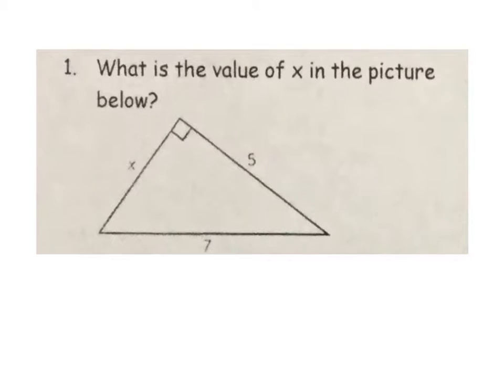Okay, this is homework number 7. So, kind of a review of everything that we've been doing so far. Number 1 says, what is the value of x in the picture below? Okay, so we're looking for x there. All right, my hypotenuse obviously is going to be 7. So, just using Pythagorean theorem, okay?